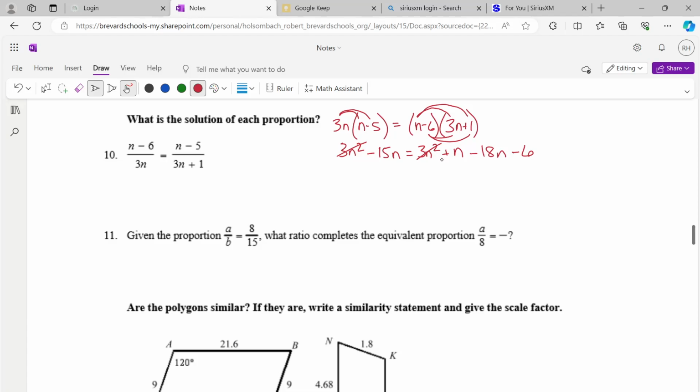Now on the right-hand side, you got to combine like terms. Your next step is to combine like terms. So we get negative 15n equal to 1n minus 18n, that's negative 17n minus 6. So then we add 17n to each side, and 2n equals negative 6. So if we divide each side by 2, then our n is equal to negative 6 divided by 2, which is negative 3.